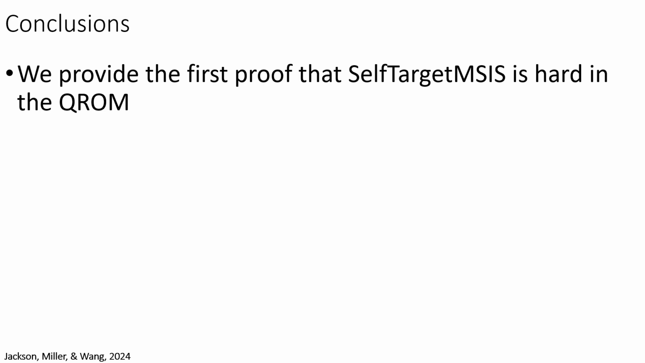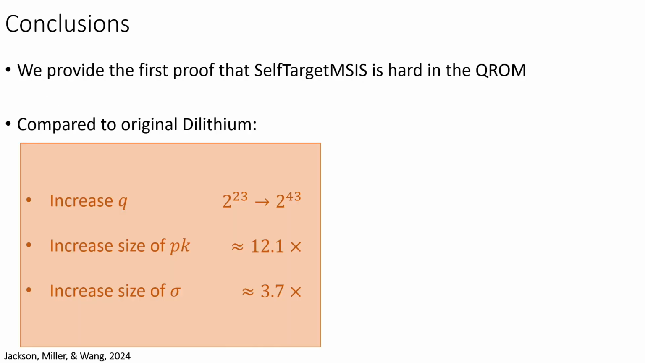This allows us to come up with some conclusions, both generally as well as in comparison to the existing results for Crystals-Dilithium. First, we provide the first proof that self-target MSIS is hard in the quantum random oracle model by showing that it is at least as hard as some version of MLWE. Then, if we compare our results to the original Dilithium, on the con side, we do have some fairly serious increases to parameters. We increase the modulus Q from something like 2 to the 23rd to something at least 2 to the 40, though we settled on something closer to 2 to the 43.